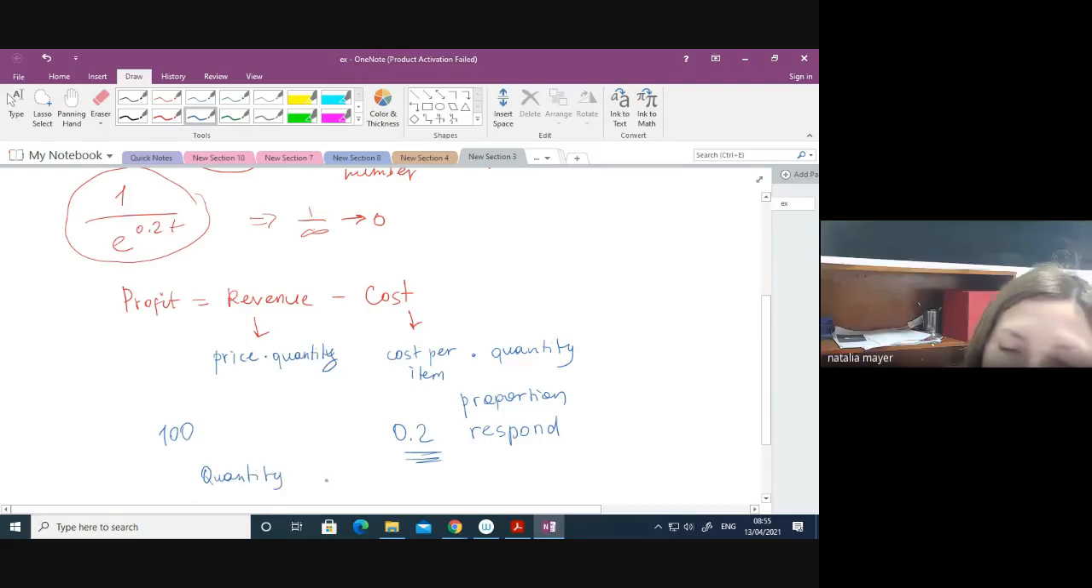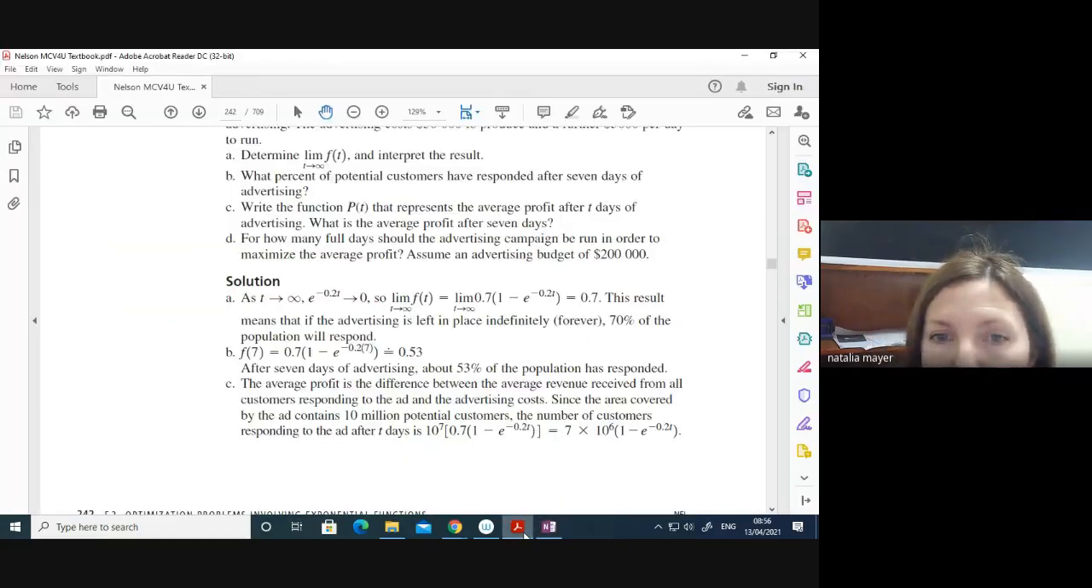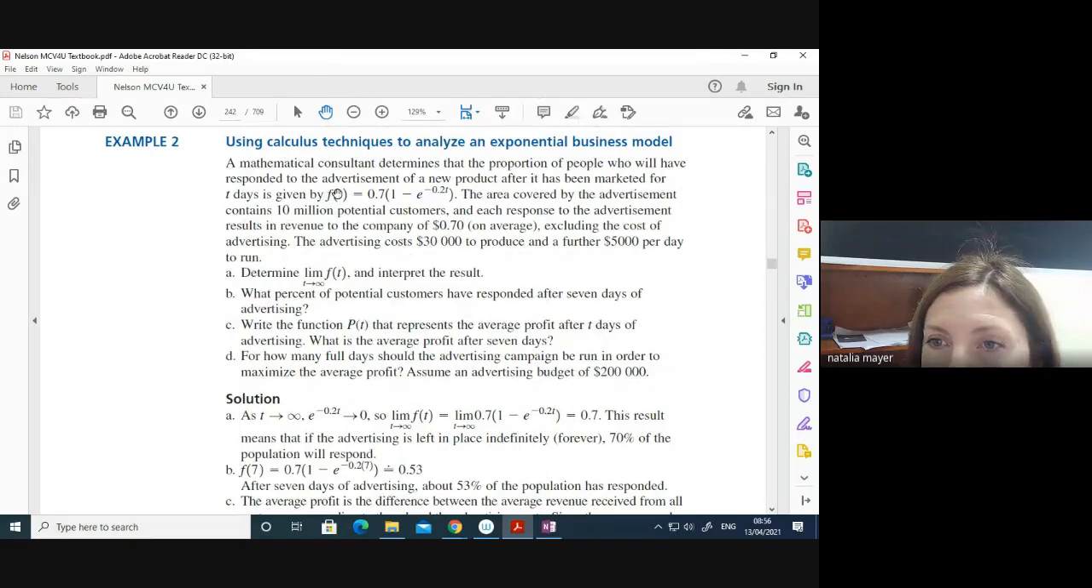Multiply them. So you multiply them, 100 times 0.2, which will be 20. 20 people. So you understand the idea. Now I'm going back to this question. This is the proportion of those who will have responded, and the 10 million is how many people are generally potential customers living there. So we need to multiply 10 million by this function in order to know the quantity. Is that okay?